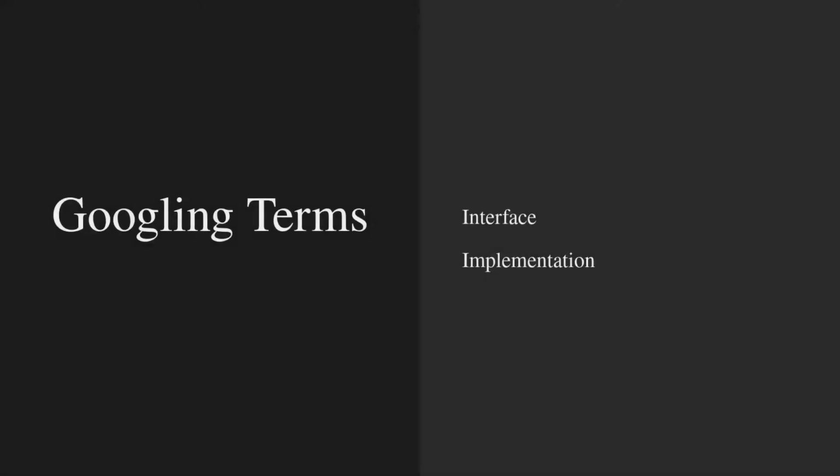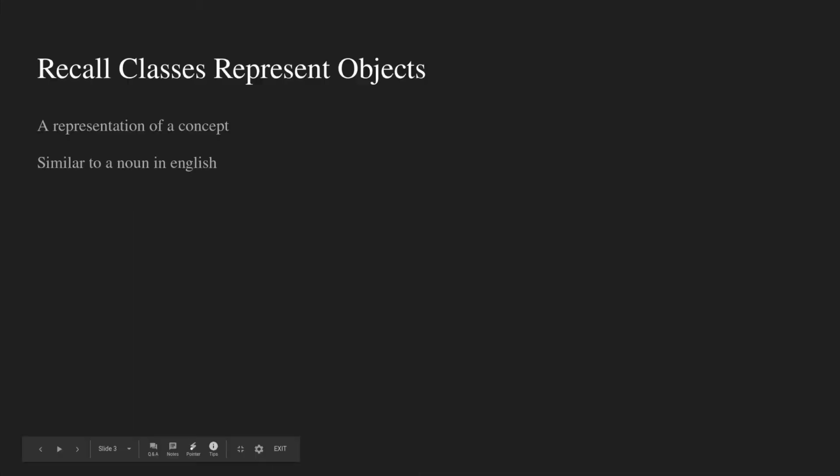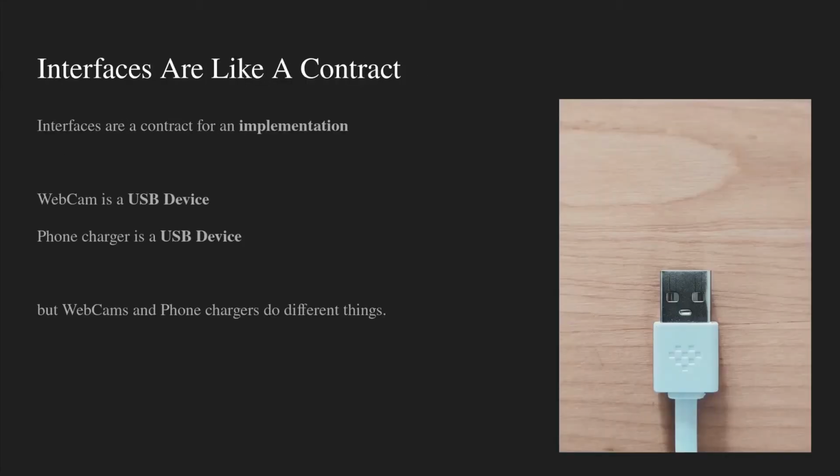So here we have some Googling terms if you want to do some more extended research on your own time. You could Google interface, which is what we're going to talk about today, or you could Google implementation. Again, I'm going to belabor this point. A class represents a concept or a noun in English. Interfaces are a contract for an implementation. So an implementation is kind of like the instantiation of an interface or contract.